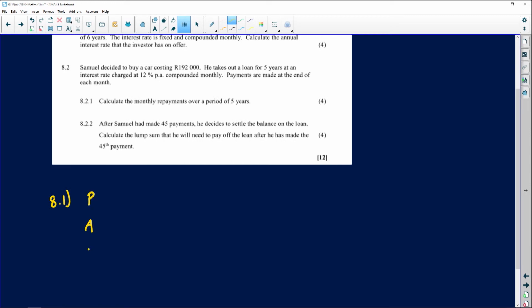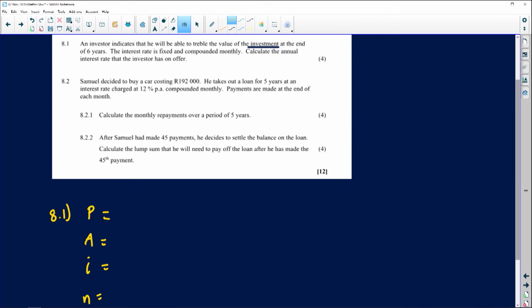So what I encourage you to do before you even go to the formula is just put your variables here and then populate them with the values from the story. According to the story, an investor indicates that he will be able to treble the value of the investment. We don't know how much the investment is. Because we don't know what the investment is, we're just going to put X. Because in math, if we don't know something, we call it X. But we know that later it is going to be 3 times more. It's going to treble. So it's going to be 3 times more. So the future value, in future, the amount, the accumulated value will be 3 times what we started with.